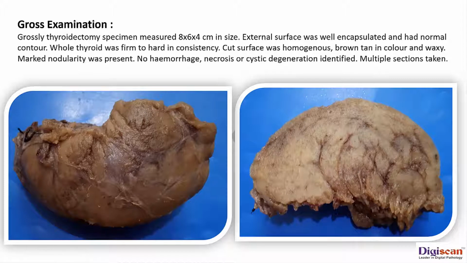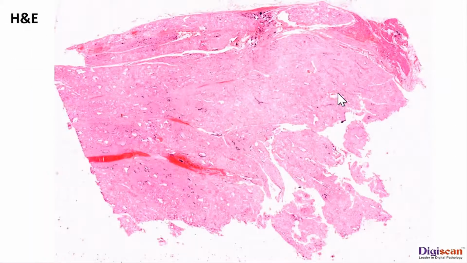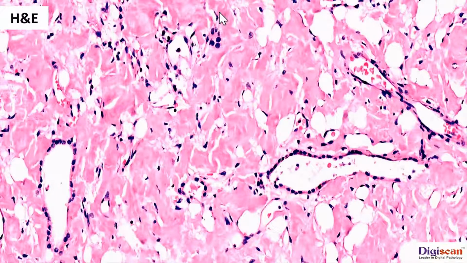Multiple sections were taken. On low power magnification, we can see that the thyroid appears very pink. There are fewer number of thyroid follicles. When we go to high power, we see that the thyroid follicles are widely spaced out.